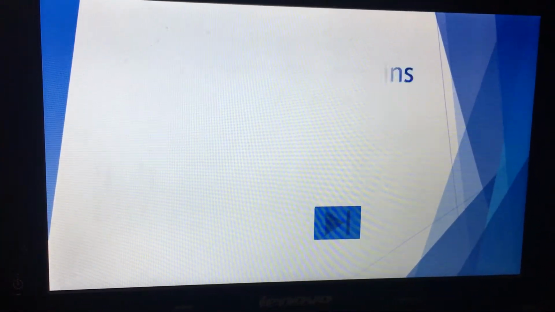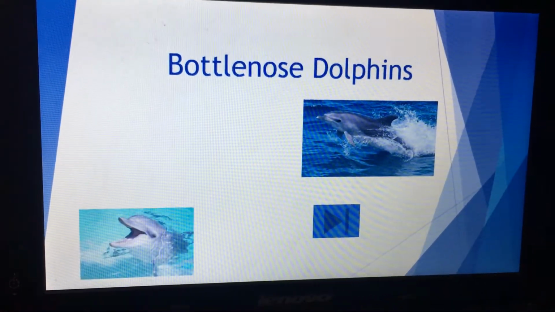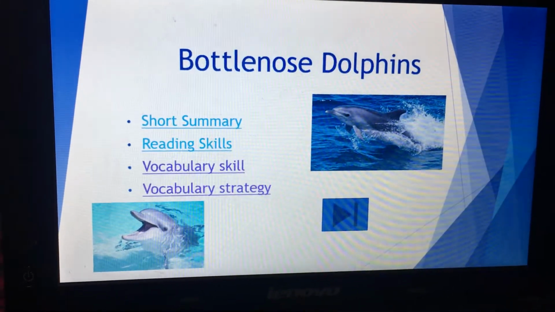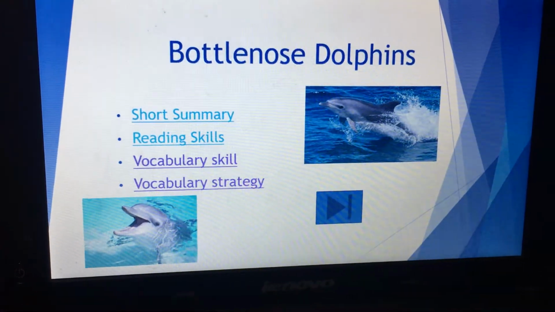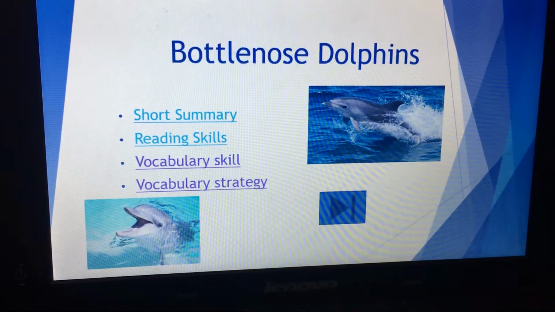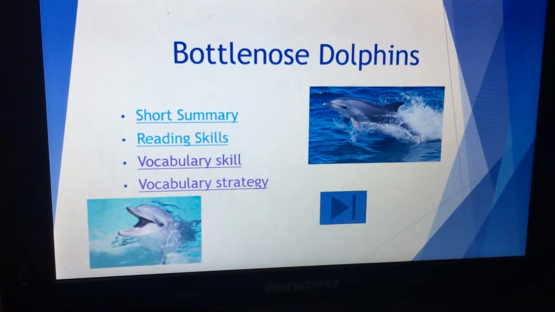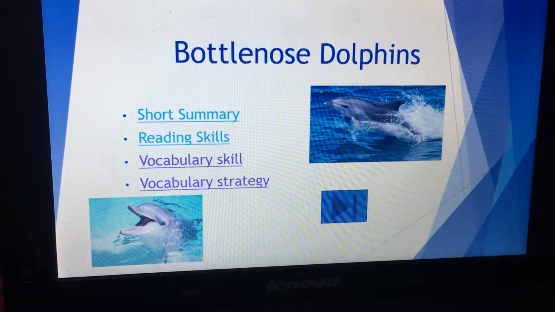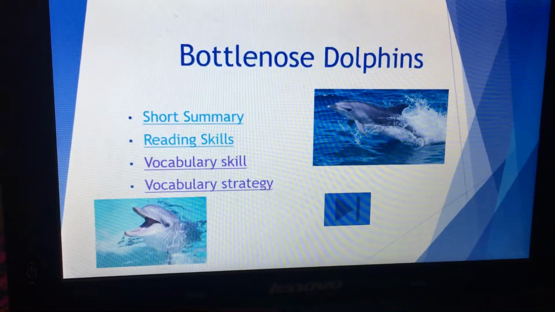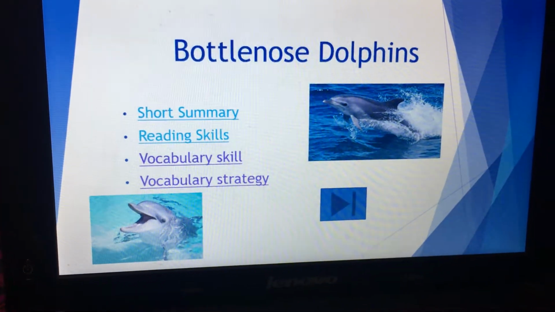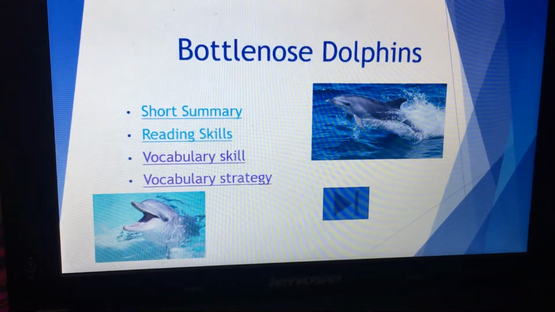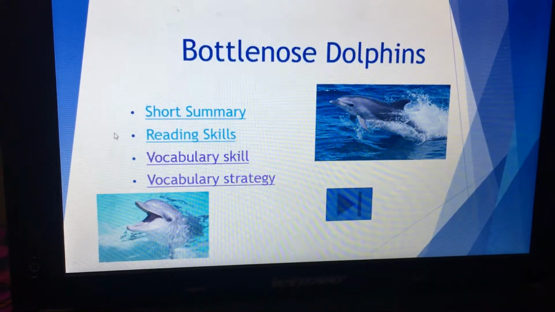Hello everyone, today we're going to complete our lesson which is about bottlenose dolphins. As we read the text before, we're going to start with some aspects such as a short summary, reading skills, vocabulary skills, and vocabulary strategy, as well as doing some exercises in the practice book. Let's begin first with the short summary of the text.